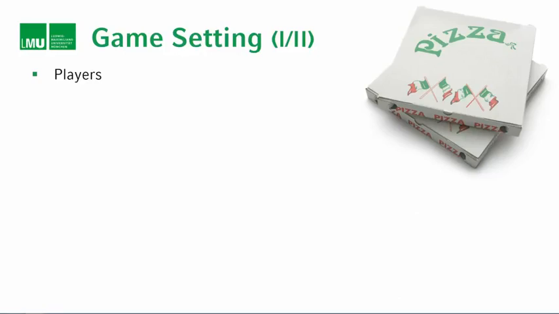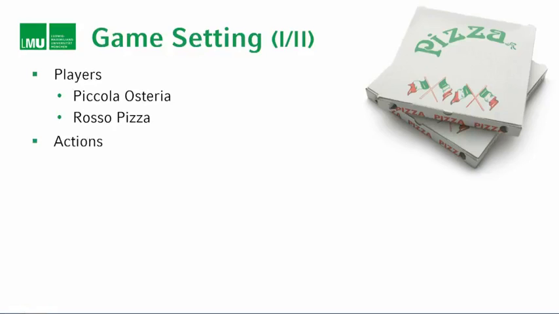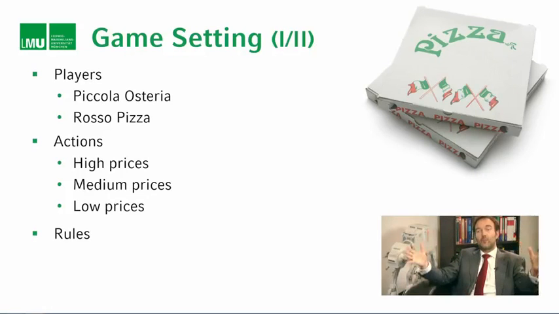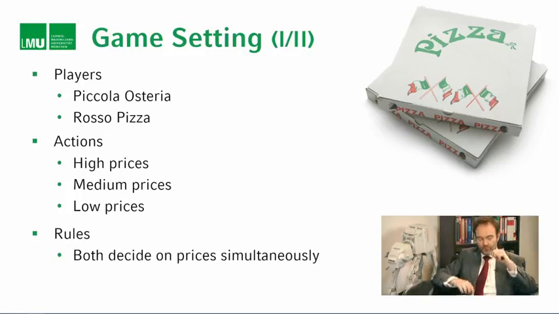To analyze this in the setting of a game, let's look at the players. They're our two pizza places. The actions they can choose are high prices, medium prices, and low prices. The rules of the game are that in the morning, before they open up, they choose a price. They choose prices simultaneously, which, as we saw in the previous video, means we don't know what the other firm has chosen when we make our own decisions.